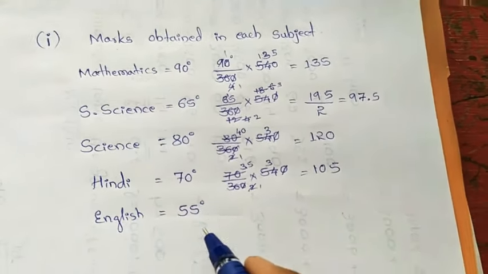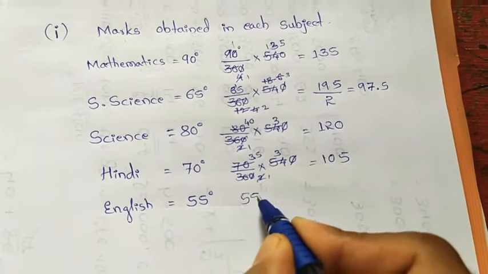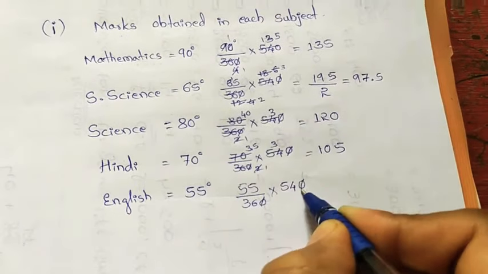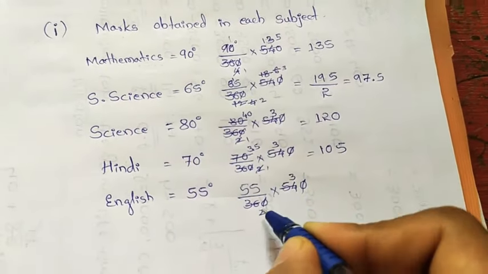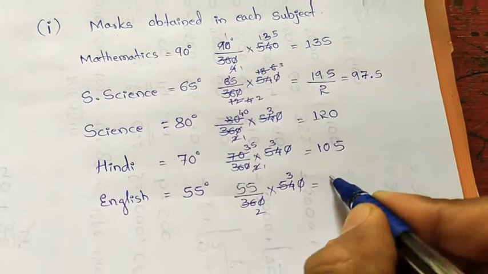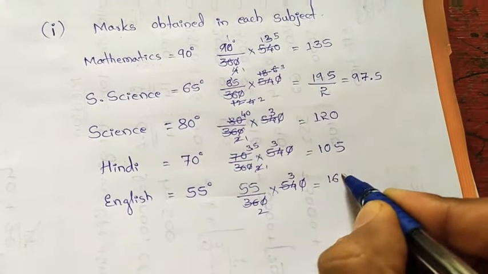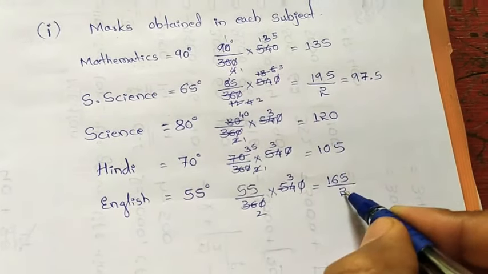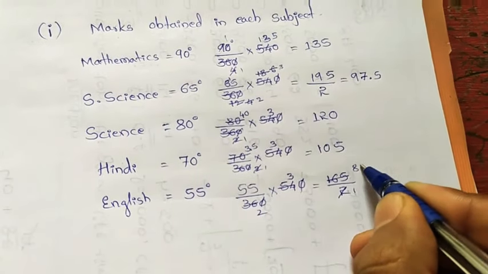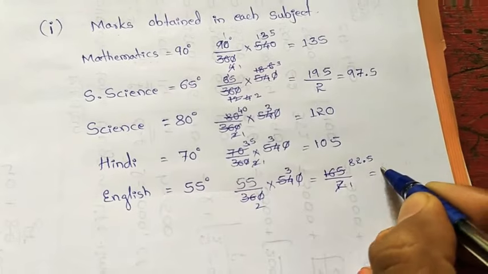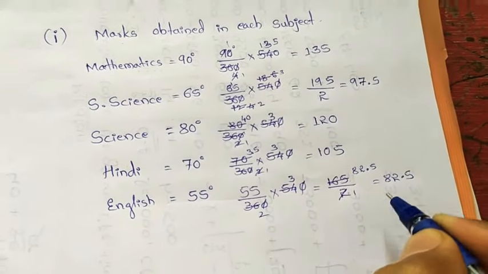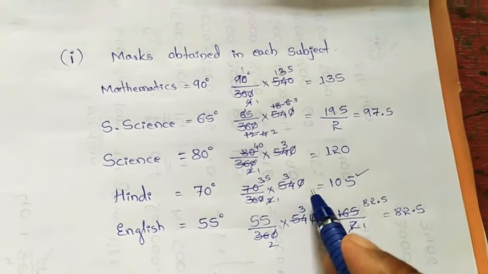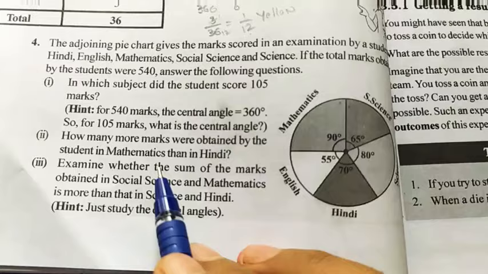So what about English? 55 divided by 360 into 540. Okay, 0 0, 2s are 18, 3s are, so it will be 165 divided by 2. Okay, 55 3s are 165 divided by 2, so 82.5 marks in English. So you can go with directly calculating Hindi, you will get 105 marks.